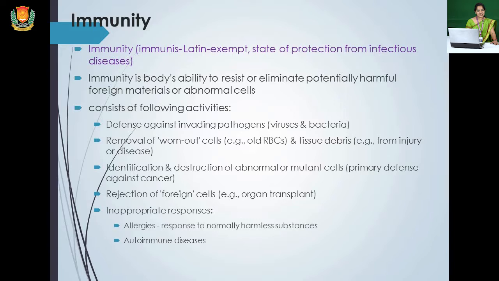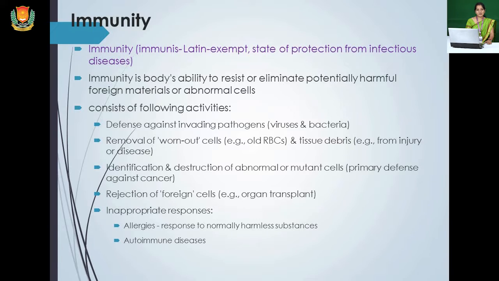Then identification and removal of abnormal mutant cells. Mutant cells are those cells in which anything has changed due to the problem of mutation. Cells which are mutated can be dealt with using the immune system. Then any foreign cells which invade the body, for example during transplantation, an organ which is transplanted, can also be removed using the immune system.